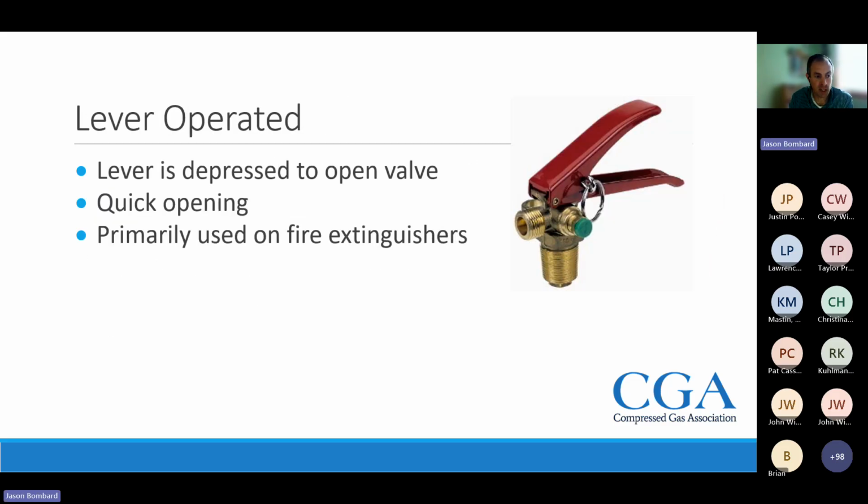There are also lever operated valves. These you'll primarily see on fire extinguishers. You squeeze the two handles together to open the valve, and these are very, very quick opening. So when you want a lot of flow very quickly, that's where these are used.